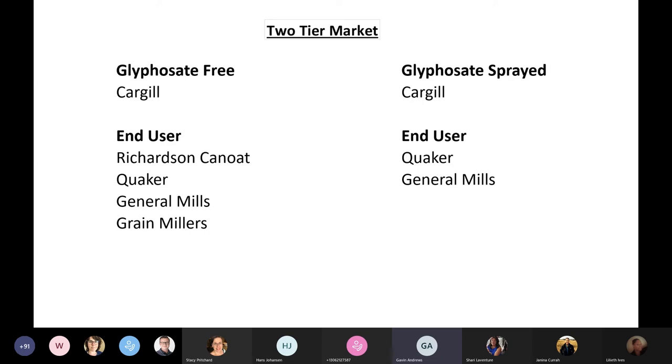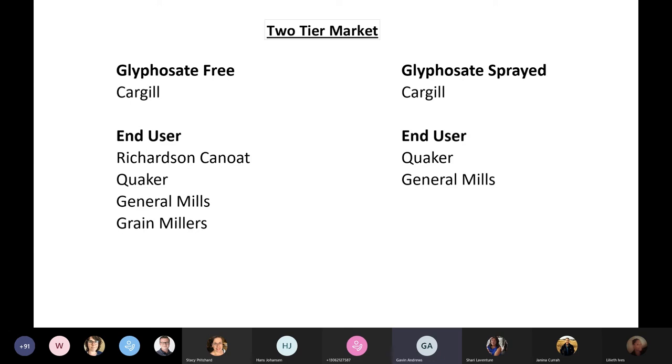So going back to the oat market, we have a two-tiered market. The market is evolving into a glyphosate-free and a glyphosate-sprayed oat. About four or five years ago, Grain Millers was the first end user to flip over and look at glyphosate-free oats. So they kind of set the tone about 4 or 5 years ago going forward in their plants in Yorkton and then in Manitoba as well. So they've started to source oats, and I do believe they buy both oats going forward as well.